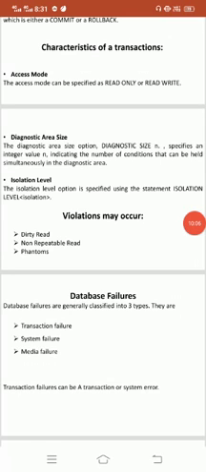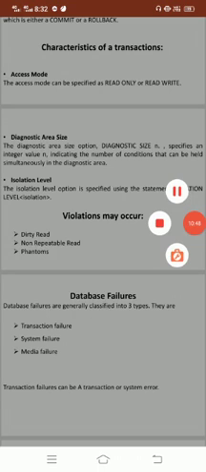So what is meant by dirty read here? A transaction T1 may read the update of a transaction T2 which has not yet committed. If T2 fails and is aborted, then T1 would have read a value that does not exist and is incorrect. So that is called dirty read.